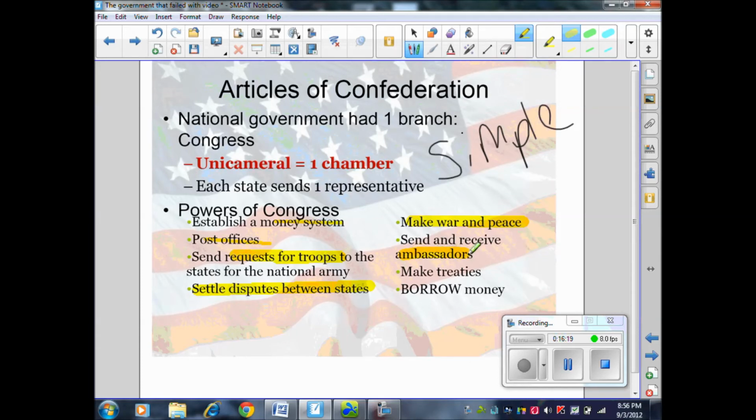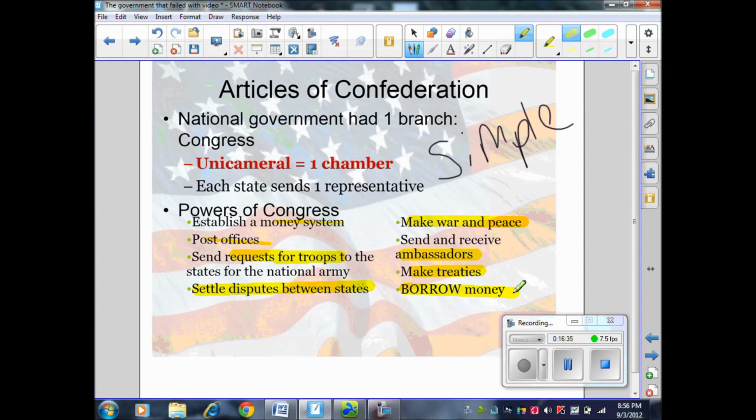They could send ambassadors, which is a representative to a foreign nation. They could write treaties, and the only thing they could do to make money was to borrow money. They could not raise revenue themselves. To raise revenue means to raise a tax. They did not have the power of taxation.